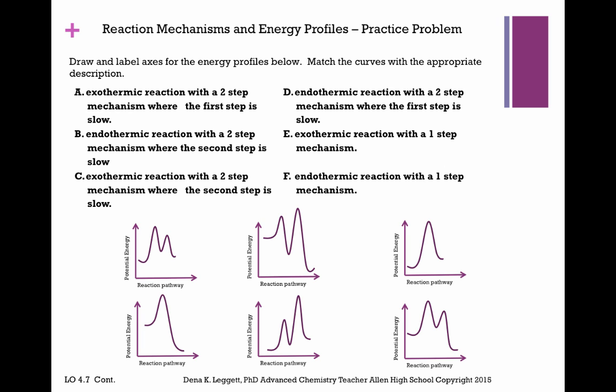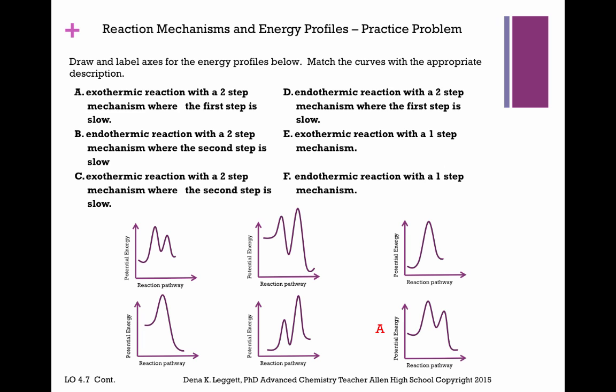Second line would be lower. Right, second line would be lower. So that brings us to the top middle one and the bottom right one. Between the top middle and the bottom right, which one has the first step having a higher activation energy? Bottom right. Right, so the bottom right one goes with A.